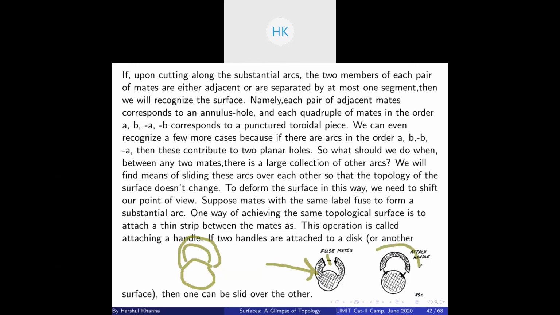A handle is a mathematical object. We can't define it right now, but it has very nice properties. So you can separate along the substantial arcs, and you can just paste back using handles. So suppose you have two planar holes. Let me show. Let me clear my annotations.